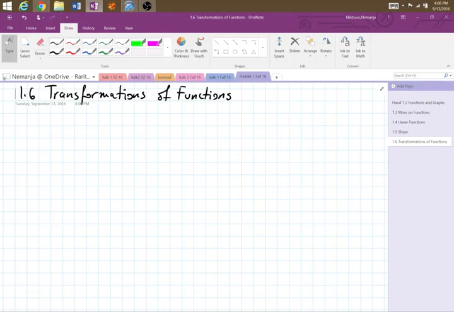Section 1.6, we are going to talk about transformations of functions. In this section, we're going to take the function and move it up or down, left and right. We're going to stretch them and shrink them. We're going to reflect them on axis, and then we're going to call it a day, I guess.